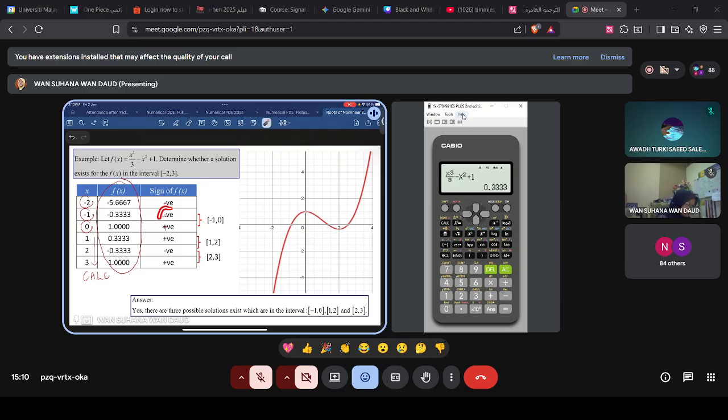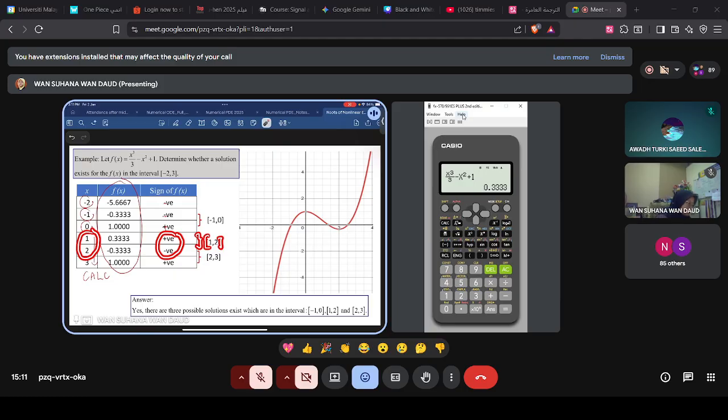By using the intermediate value theorem, if there is a different sign, for example here we have a negative value and a positive value, then this is actually a different sign. So there exists one solution in the interval of negative 1 to 0. Next you find positive here, so there is no solution here. Positive, negative, one solution will occur in this interval, which is 1 to 2. 1 to 2 is from here.